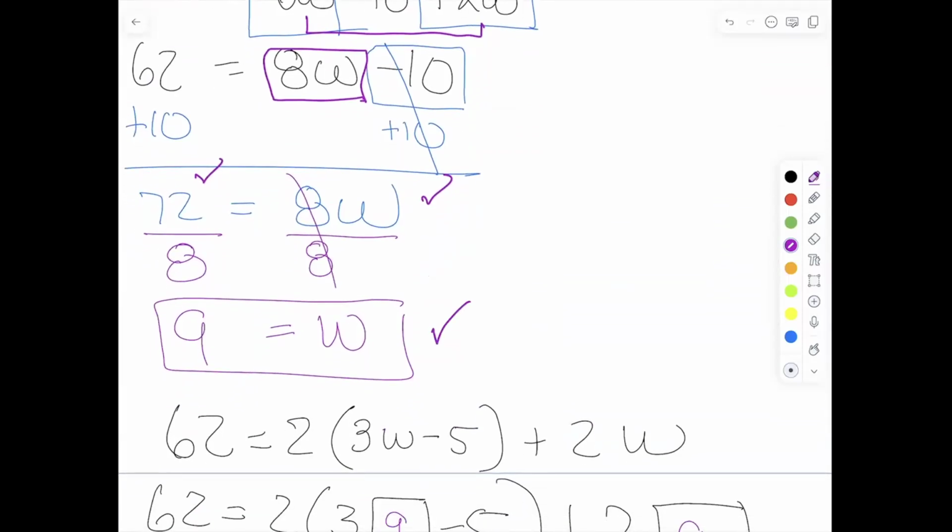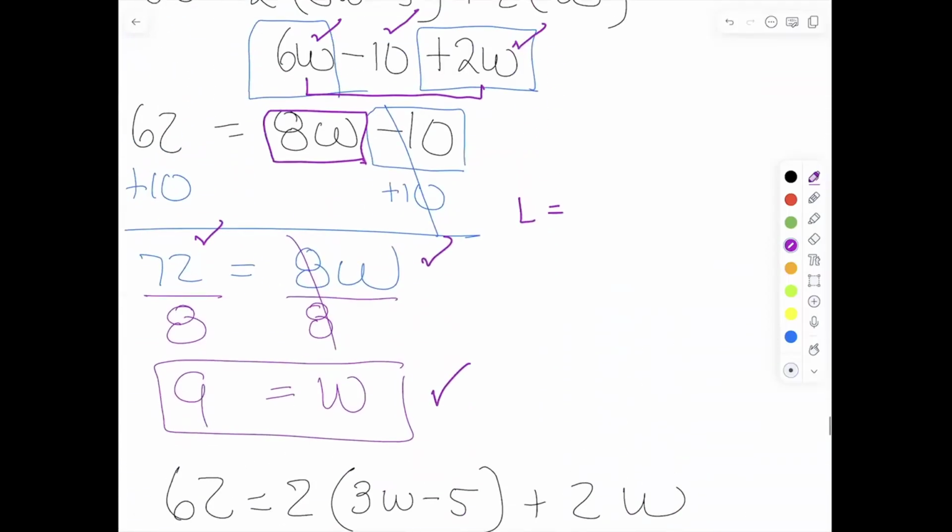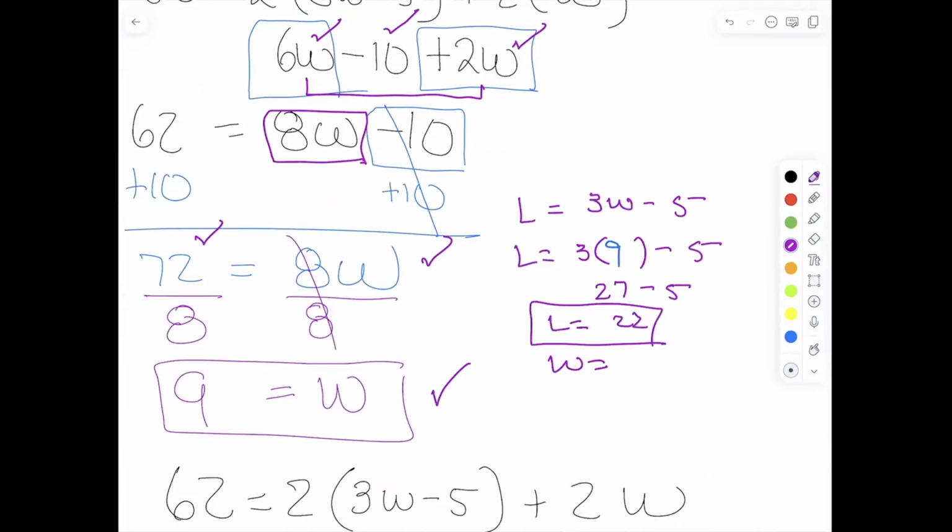So what does that all mean? Well, earlier I said length is equal to 3w minus 5. So if length is equal to that, well, what am I going to put for w? I'm going to put a 9 here, right? Minus 5. So this is 27 minus 5. This is 22. So my length is 22, while my w is equal to 9.